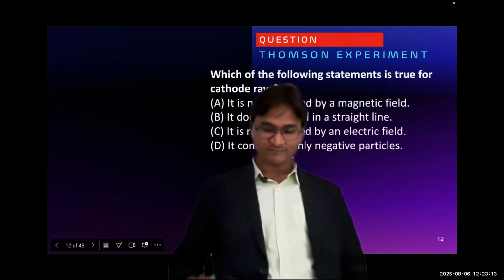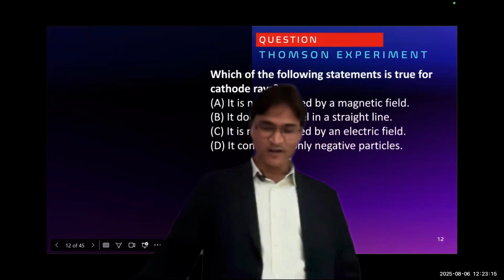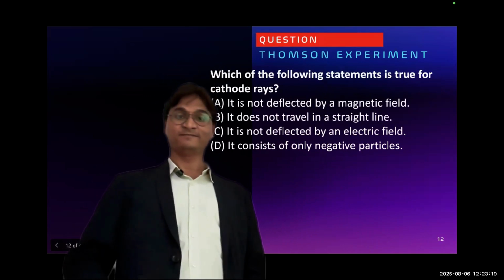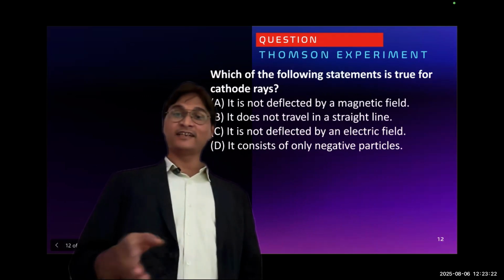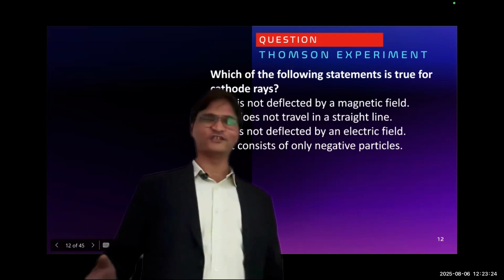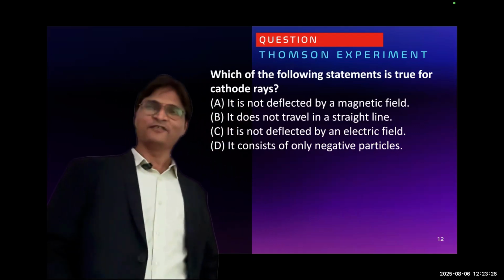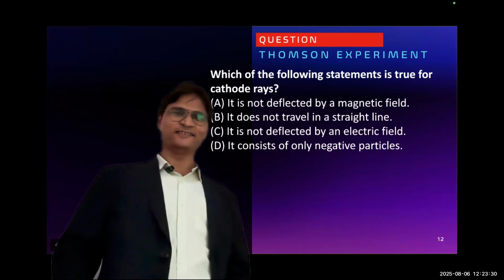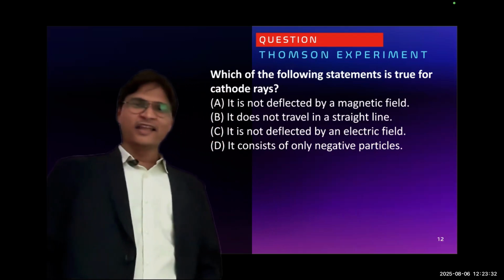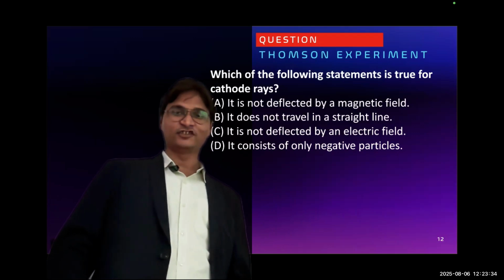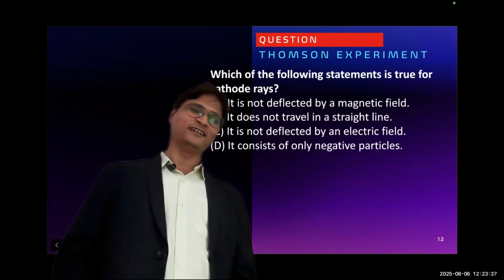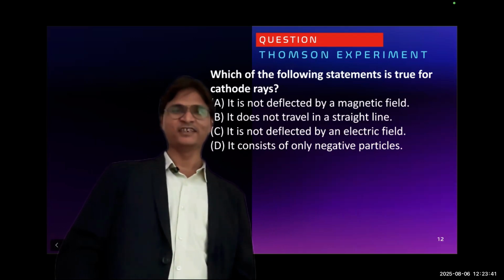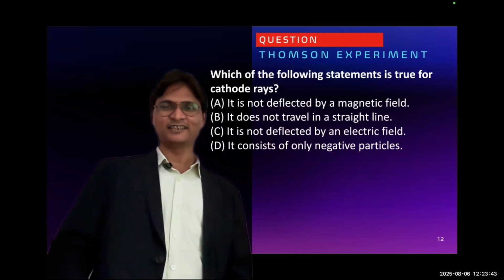Next question. Which of the following statements is true for cathode ray? It is not deflected by magnetic field. What are you saying? It is deflected by magnetic field. We just saw how scientists were deflecting that green beam. It does not travel in a straight line. This is one of the most important observations or experiments done by Thomson. So it does travel in a straight line.